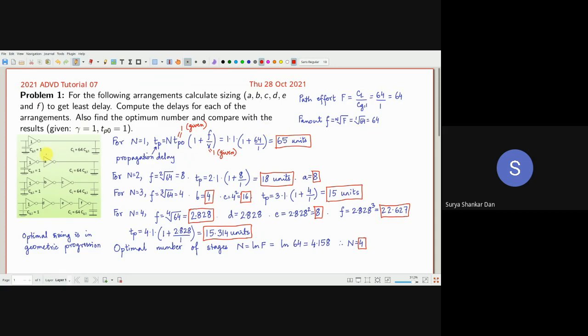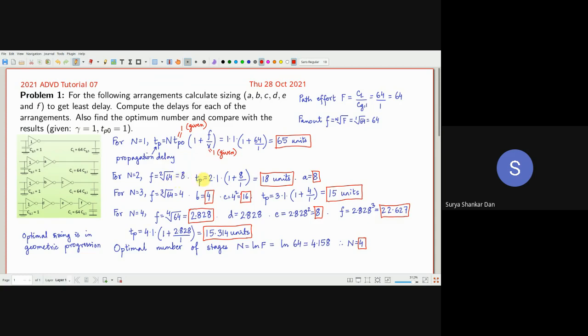Okay, so now comes the second stage. In the second situation, we have two stages. So for n equal to 2, where capital N is the number of stages, what will be the value of f? The same thing: that will be the square root of 64, that is 8. So that is the fan out.